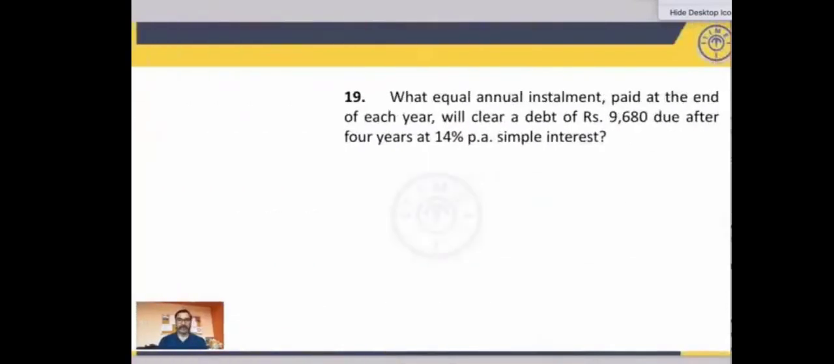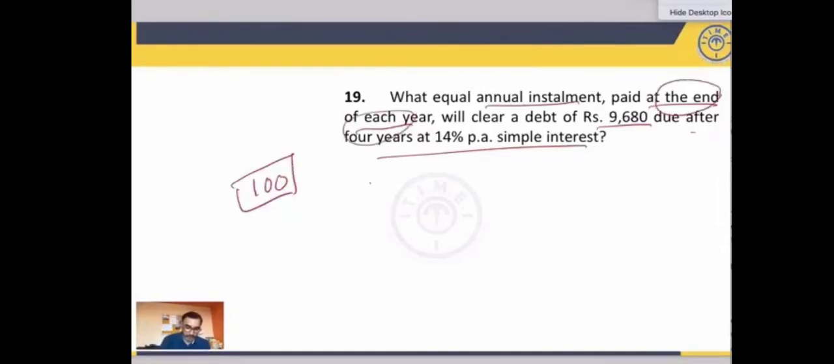Now what it says: what equal annual installment paid at the end of each year will clear a debt of 9680 due after 4 years under simple interest. Now to solve the problem, let us look like this. Instead of taking 9680, let us take a principal of 100 rupees. The 100 rupees you are paying in installment at the end of each year. So your first year, second year, third year and fourth year. At the end of the fourth year, you will clear the loan.